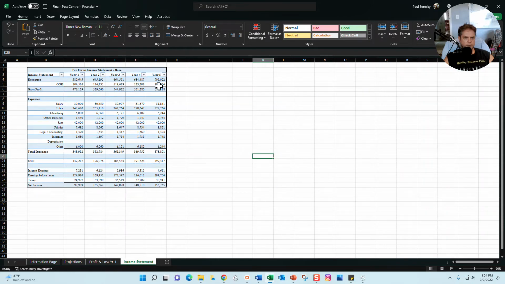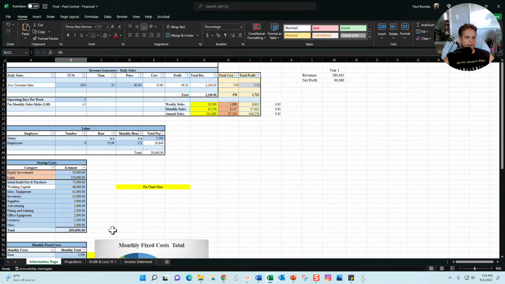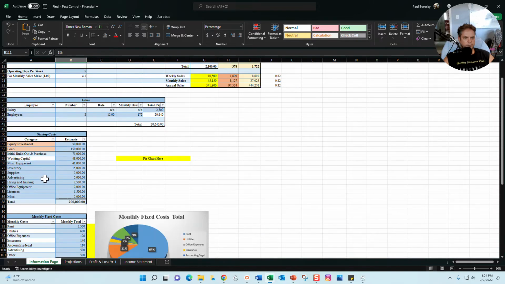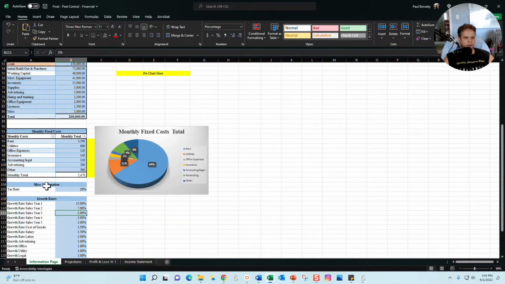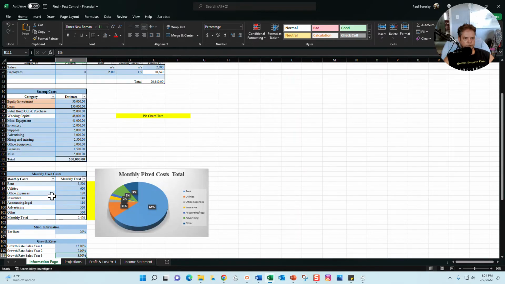The income statement covers 5 years annually. The profit and loss statement covers 12 months broken into quarters. And then this is the meat and the potatoes of the financial model. The information page is also broken up into categories: revenues, labor, startup cost, monthly fixed cost, miscellaneous information, growth rates, and then loan information.